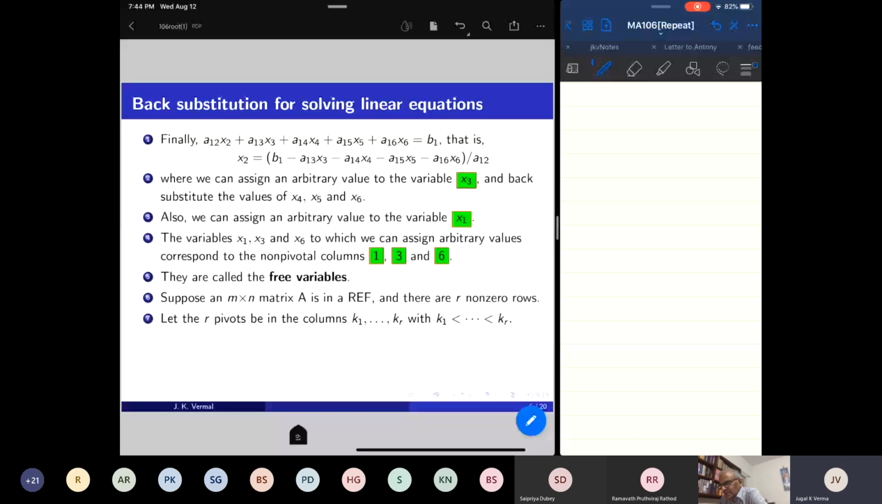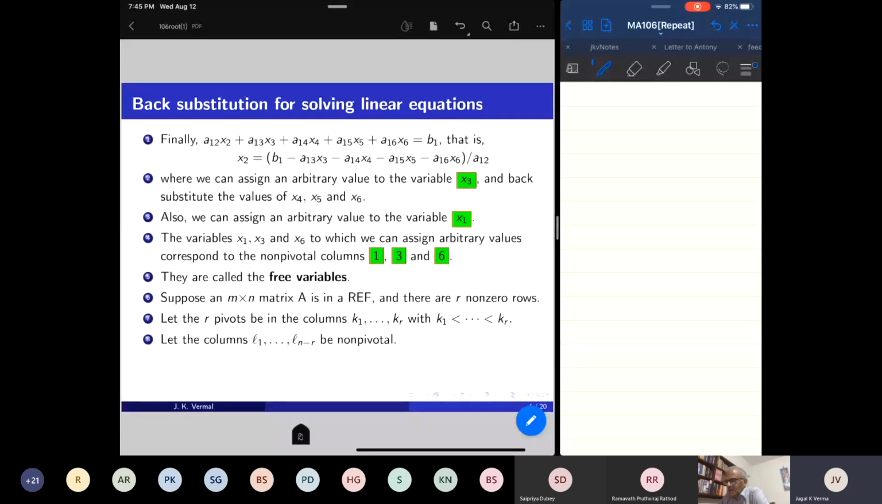And the remaining columns are non-pivotal columns. Suppose the first non-pivotal column is L1. For example, in the previous example, the first column itself was a non-pivotal column. Therefore, L1 is 1. In that example, the non-pivotal columns were 1, 3, and 6. There are 3 non-pivotal columns in that example. So the values of L1, L2, L3 are 1, 3, and 6.